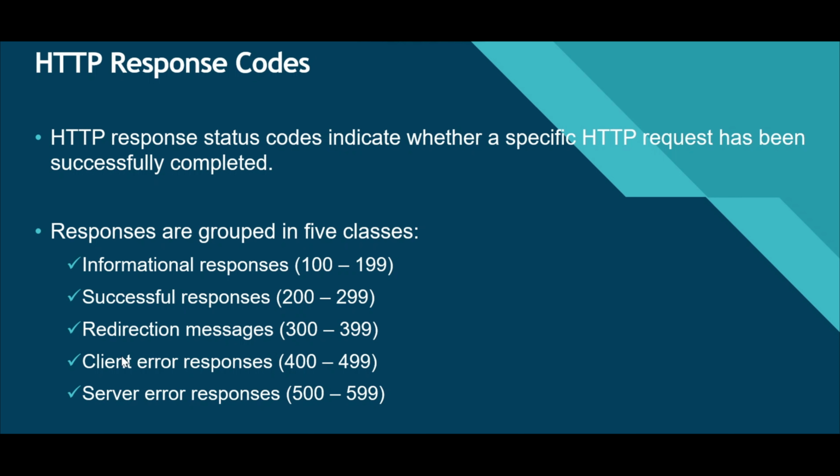Client side error responses, that means if there is any error in the client provided data, that will come with a response code as 400 to 499. And server side error responses come from 500 to 599. Server side errors may happen if the server has gone down or it is down for some maintenance work, then we'll get these 500 to 599 response codes.